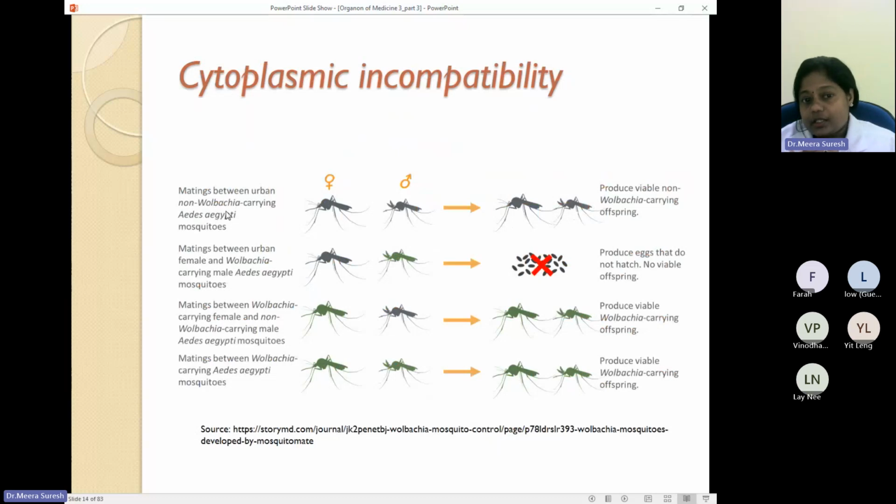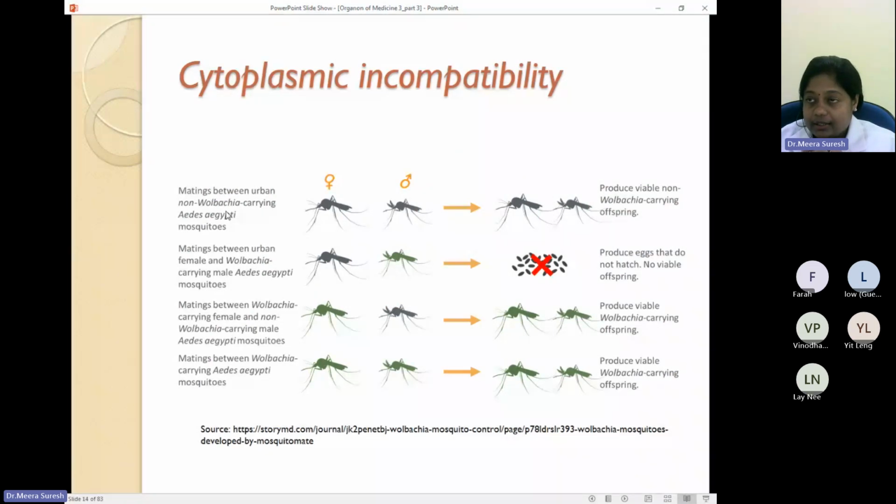And as a result, when this infected male mosquito mates with a female mosquito, because of the changes that have happened, the sperm will be killing the female eggs so that the mosquito will not be produced. So that is the method used under cytoplasmic incompatibility.